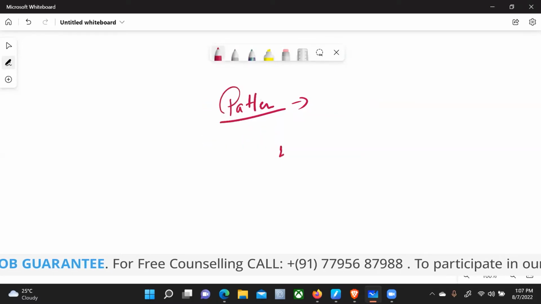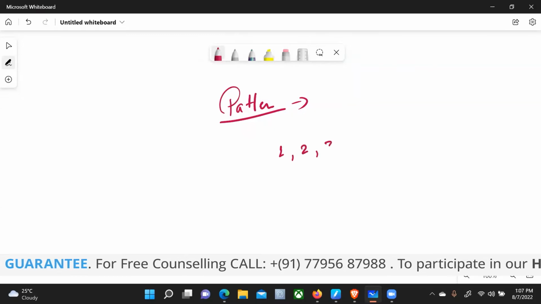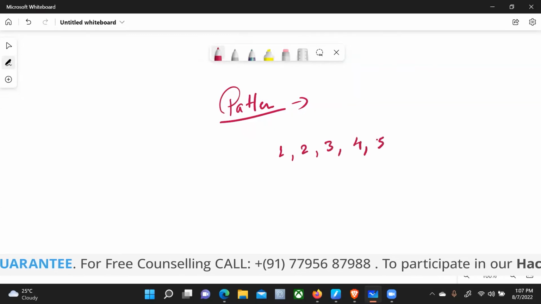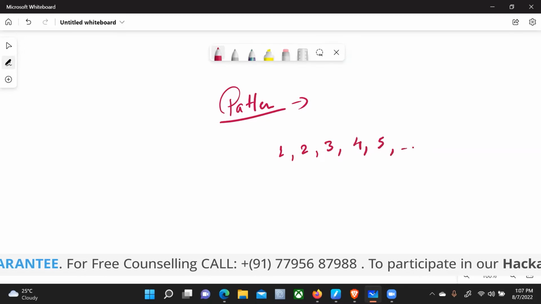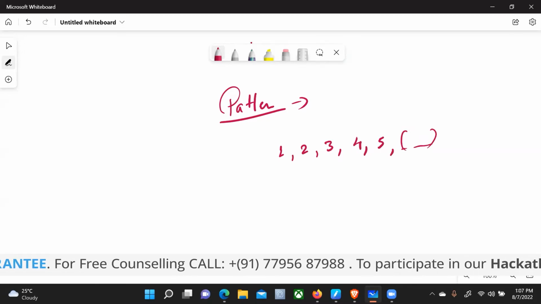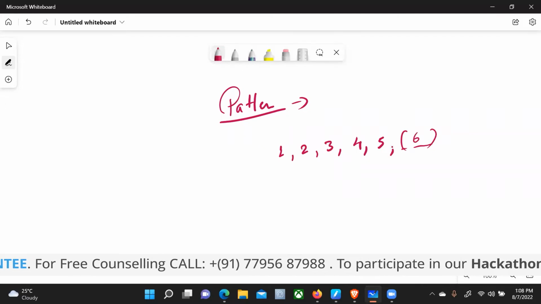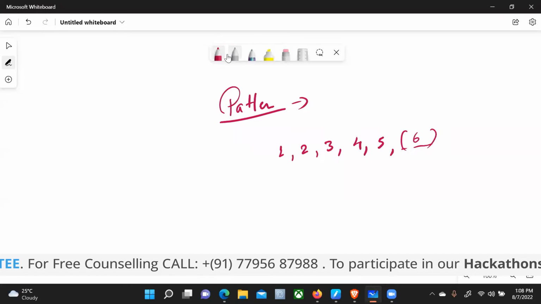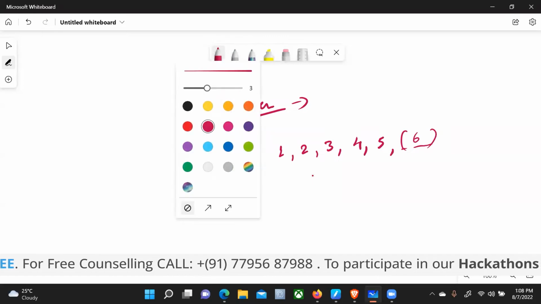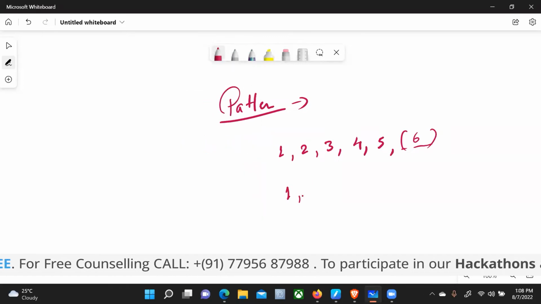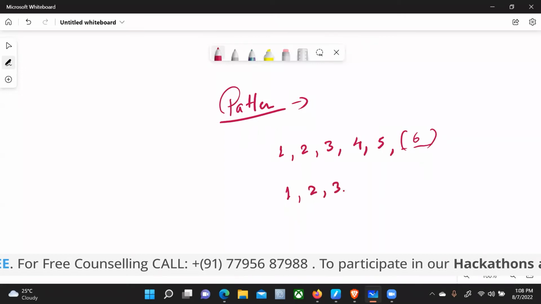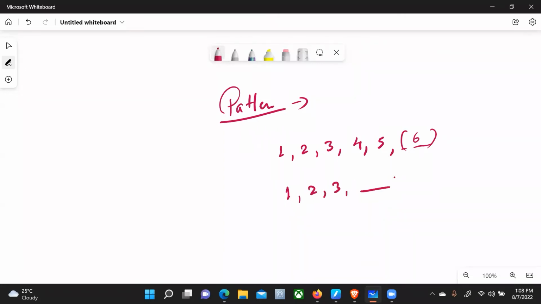Let's say I write 1, 2, 3, 4, 5. Guys, what comes after this? After five, what comes after five? Six, right? You will say six and you will not be really wrong. Perfect. If I were to ask you this question, 1, 2, 3, and then what comes after this? Okay, people say four, five, six.